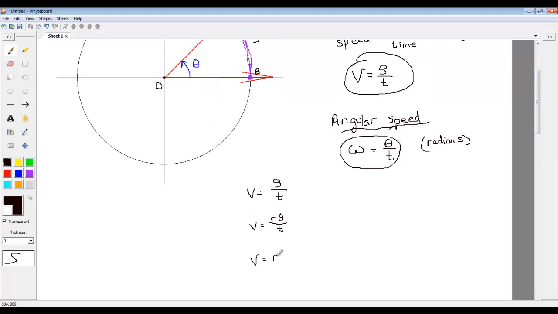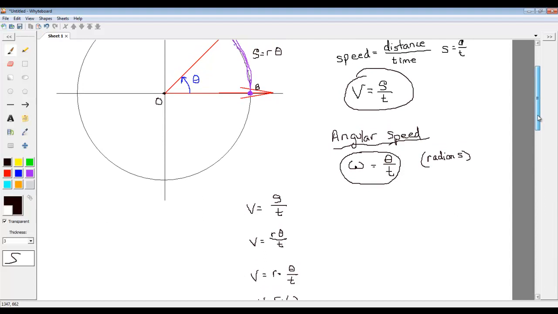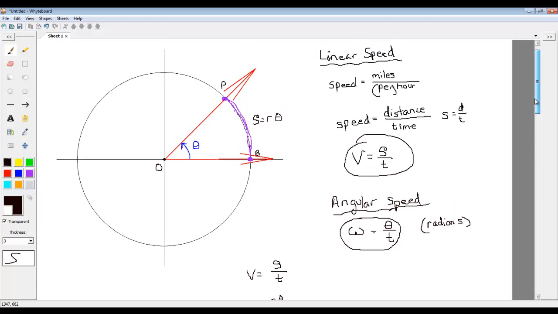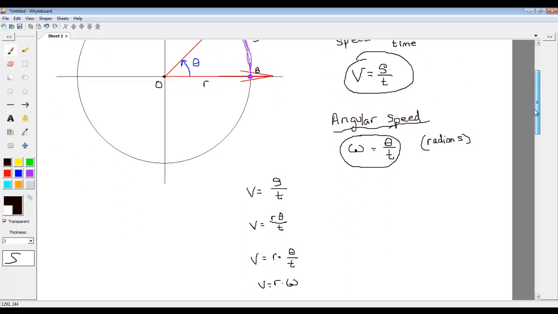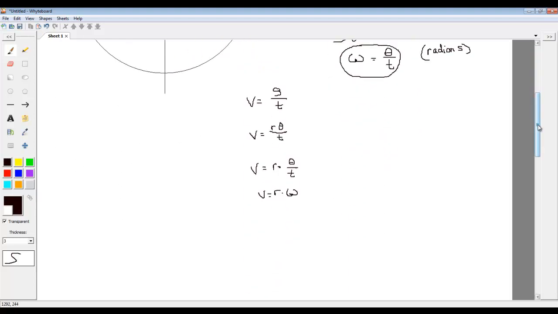Separate R times theta over T, and it turns out that's really omega. So the linear speed is related to the angular speed. If you take the angular speed times your radius, you can get your linear speed. Pretty cool, huh? So that's how those are related.